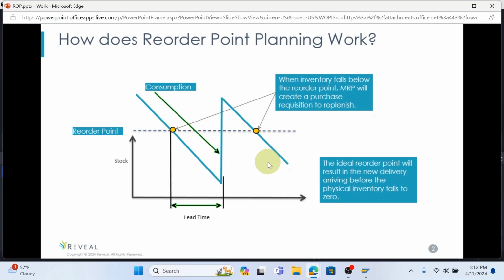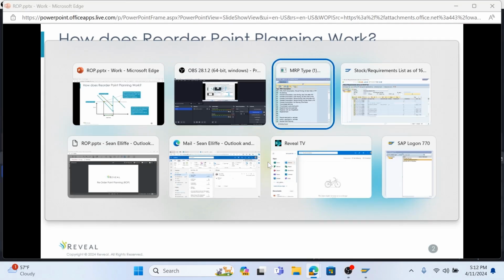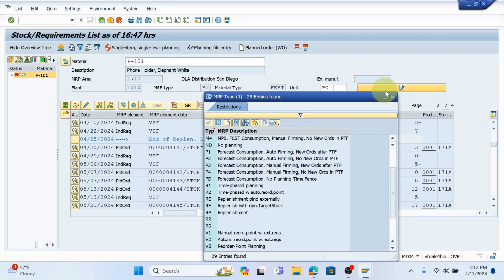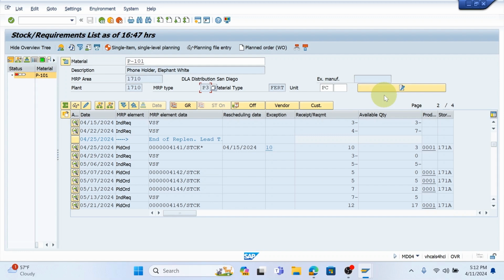And what we're going to do today then is focus on the manual reorder point planning. And with that manual reorder point planning, what we're going to do there is look at the VB and a V1.